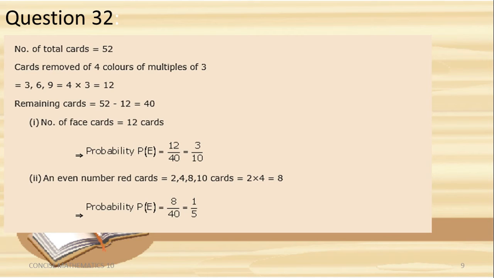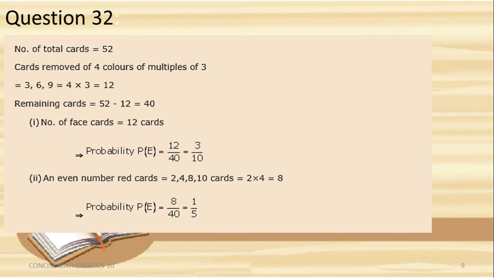The first sub-question says: what is the probability that the card drawn is a face card? We know that the number of face cards is equal to 12. Hence the probability is 12 by 40. Its value is equal to 3 by 10.